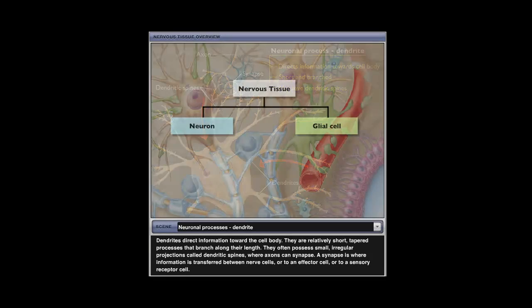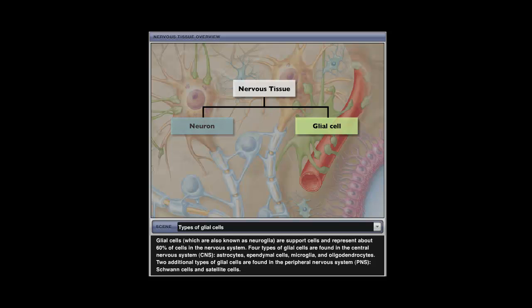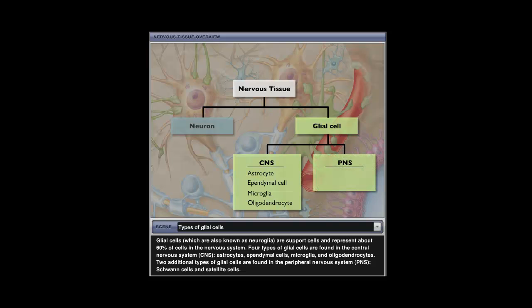Glial cells, which are also known as neuroglia, are support cells that represent about 60% of cells in the nervous system. 4 types of glial cells are found in the central nervous system, or CNS: astrocytes, ependymal cells, microglia, and oligodendrocytes. 2 additional types of glial cells are found in the peripheral nervous system, or PNS: Schwann cells and satellite cells.